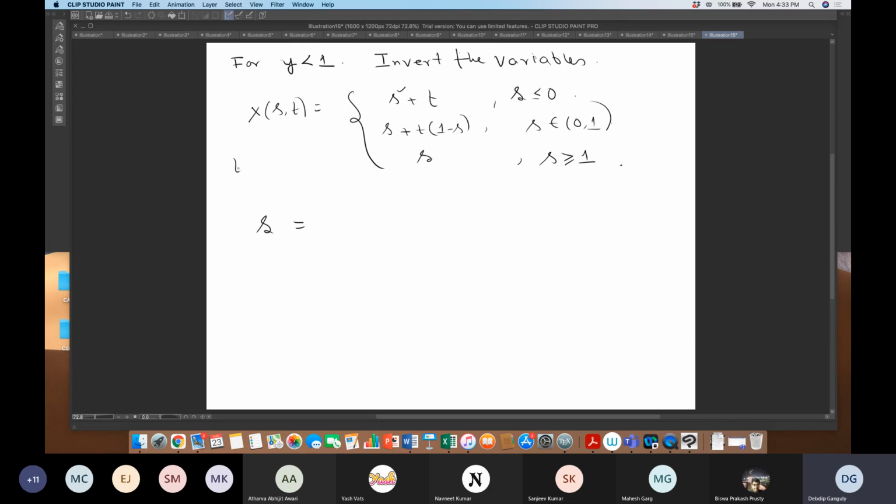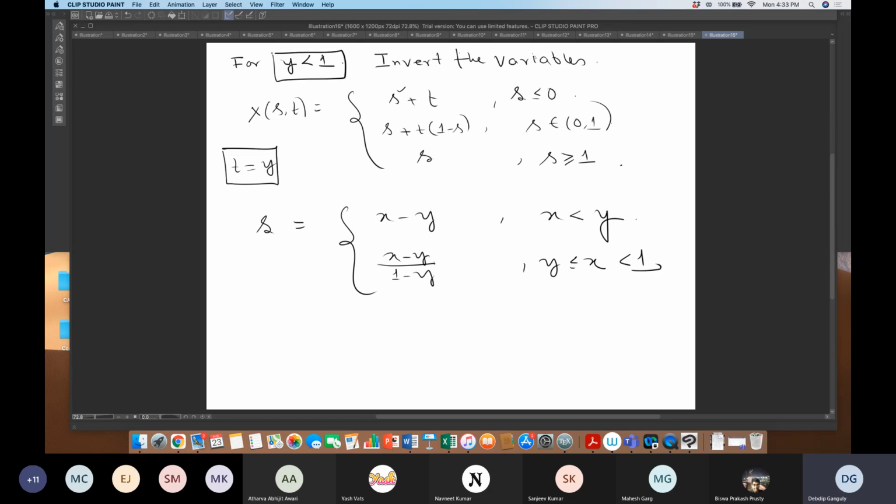We know that t equal to y. So if you invert, s equal to x minus y if s is less than 0, that means x minus y is less than y, and x minus y by 1 minus y if y is less than or equal to x and x is less than 1. This is all the solution I am seeing only for y strictly less than 1 and x greater than or equal to, because here s equal to x minus y, I am inverting the variable.